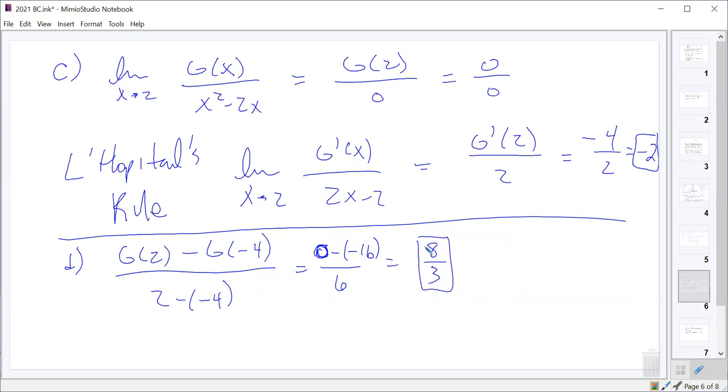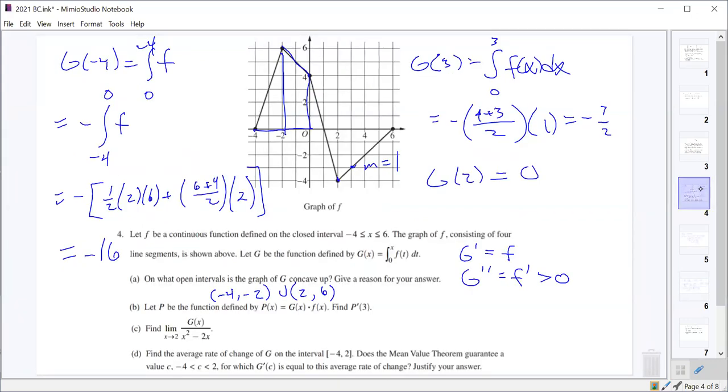Zoom, are you all good with that? Good. All right, then it asks us, does the mean value theorem guarantee a value c on -4 to 2 for which g prime of c is equal to this average rate of change? So the mean value theorem for g tells us that g has to be continuous and that g has to be differentiable, right? So our question is this continuous and is this differentiable on the interval from -4 to 2, right? And so first off, does the derivative of g, which is f, exist everywhere from -4 to 2? It does, doesn't it? So what does that tell us about g?